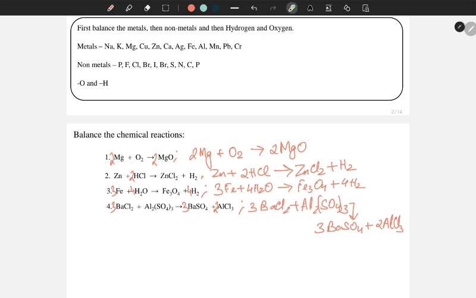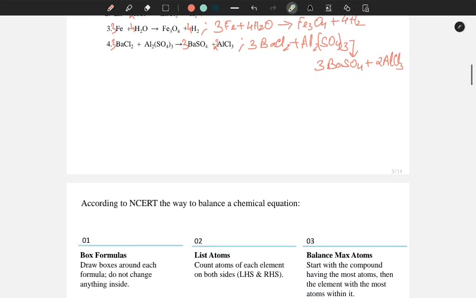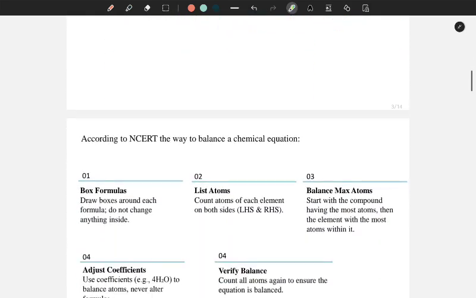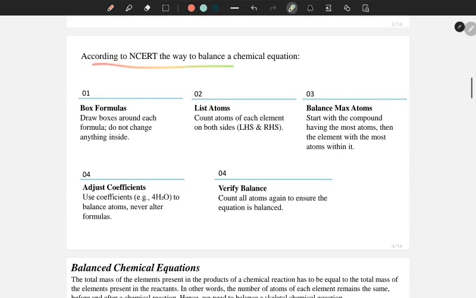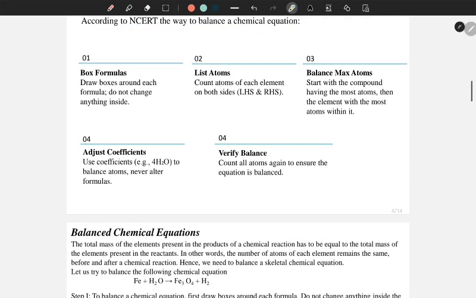So this is the simpler way we can balance the chemical equation, okay. And now I will explain to you the hit and trial method that is mentioned in the NCERT. Okay, so let's see. According to NCERT, the way to balance the chemical equation. So first we have to draw box around each formula. Do not change anything inside.